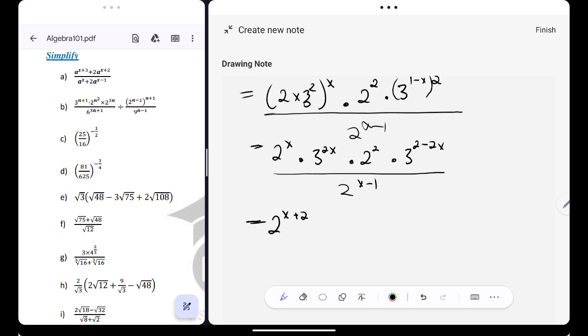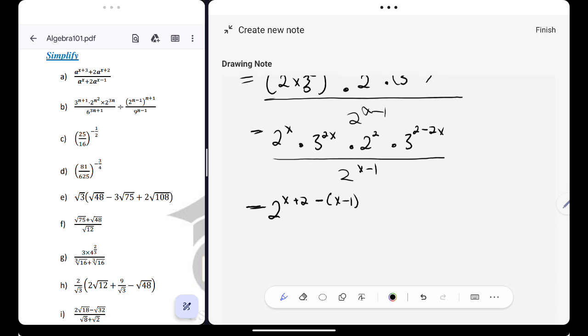Are you together? But the bottom part has the base of 2 as well, and the bottom part is dividing the bases that are on top. So I will subtract the exponent of the bottom part because it was dividing. Remember that if you multiply bases that are the same, you add exponents. But if you are dividing bases that are the same, you subtract the exponents. So that's why I subtracted x minus 1.